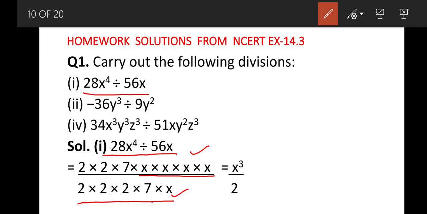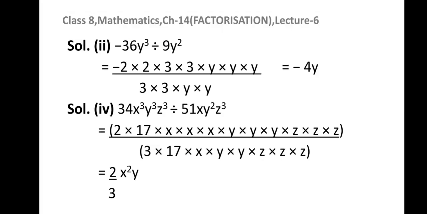Now as we know that we need to cancel out the common factors, so these two get cancelled out, this gets cancelled out, this 7 gets cancelled out, one time x will get cancelled out, so what we are left with is x raised to the power 3 divided by 2. So this will be your final answer. Now let us discuss the second part and fourth part.